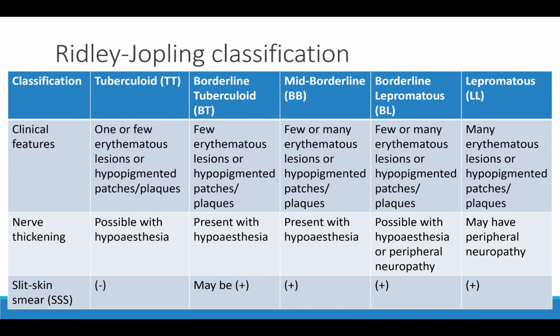In the mid-borderline BB type, there are few or many erythematous lesions or hypopigmented patches or plaques. Patients present with hypoesthesia and the slit skin smear is positive. For borderline lepromatous or BL, there are few or many erythematous lesions or hypopigmented patches or plaques. Nerve thickening is possible with hypoesthesia or peripheral neuropathy, and the slit skin smear is positive. Lastly, for the lepromatous LL type, there are many erythematous lesions or hypopigmented patches or plaques. Patients may have peripheral neuropathy, and the slit skin smear is positive.